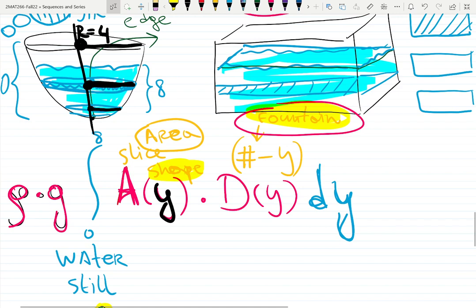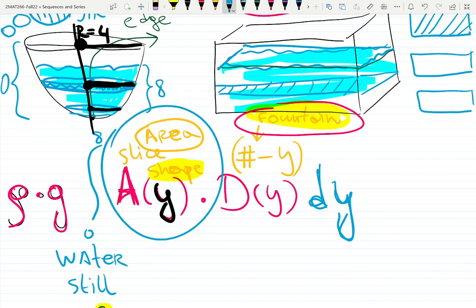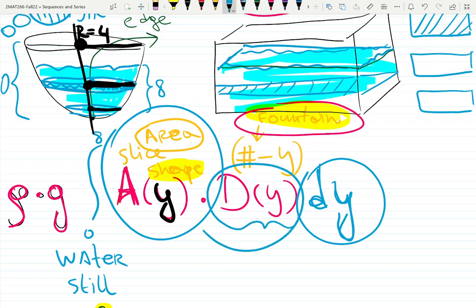Dy means the thickness of each slice, and we are lifting all the slices with that thickness. So the area of the slice times dy gives you the volume of each slice, which we're lifting to the fountain level with the given weight. That makes sense. So slices with a volume, lifting up with the given weight, where the slices are located from 0 to 8. That is the idea, it just reminded me.